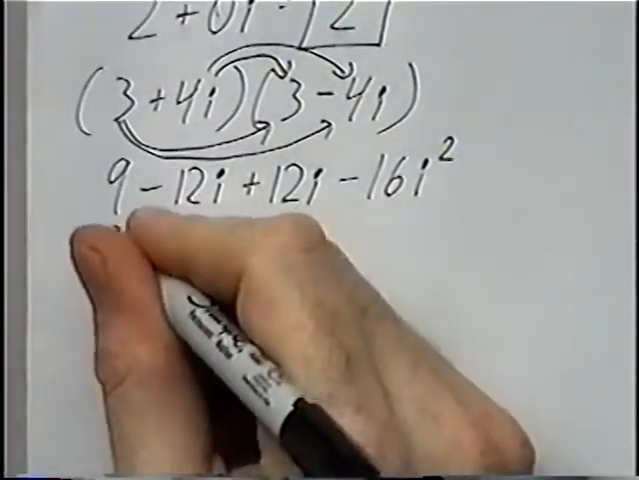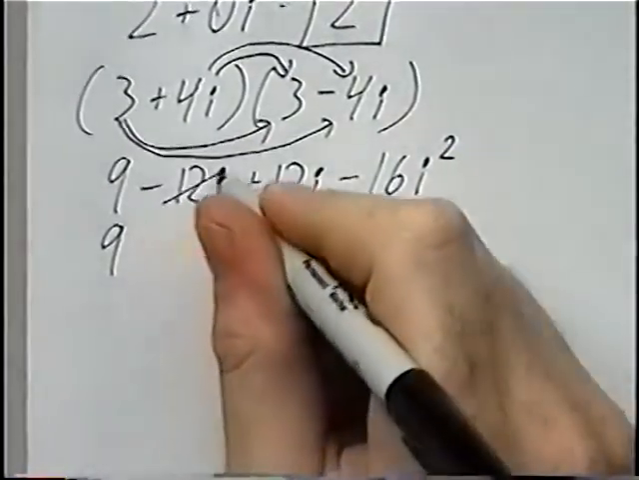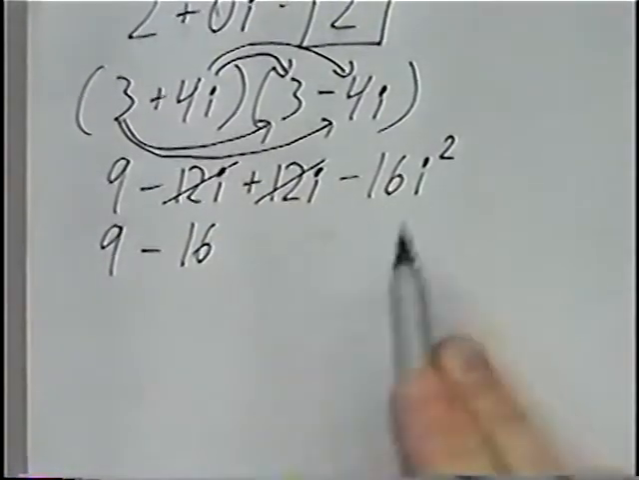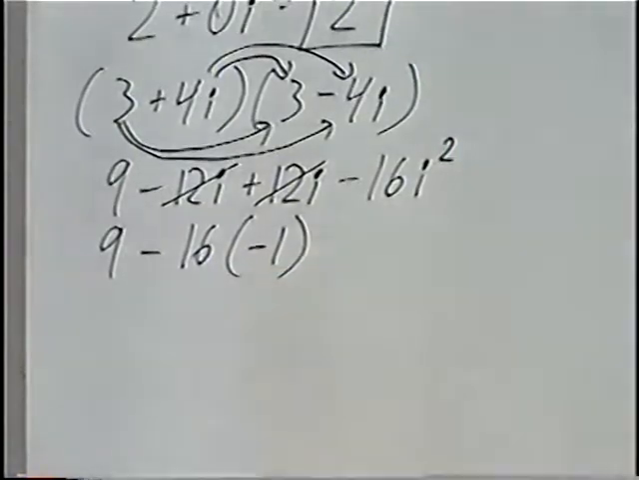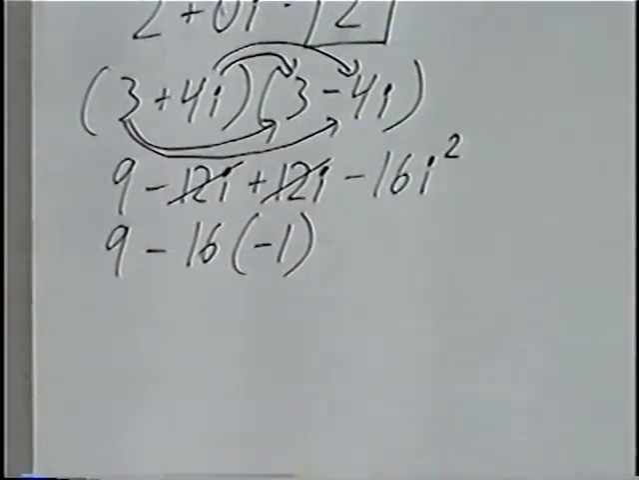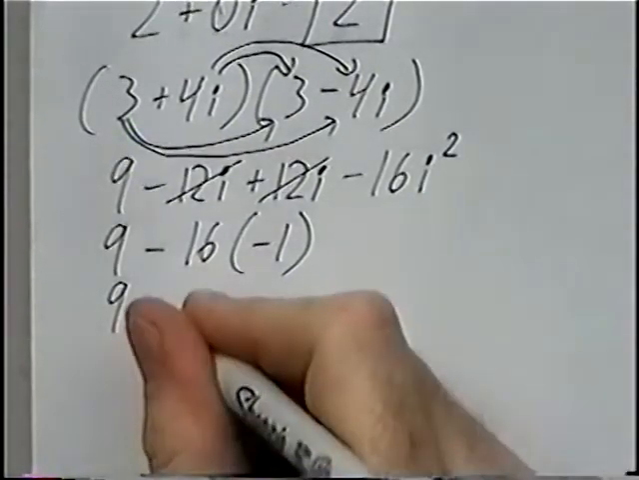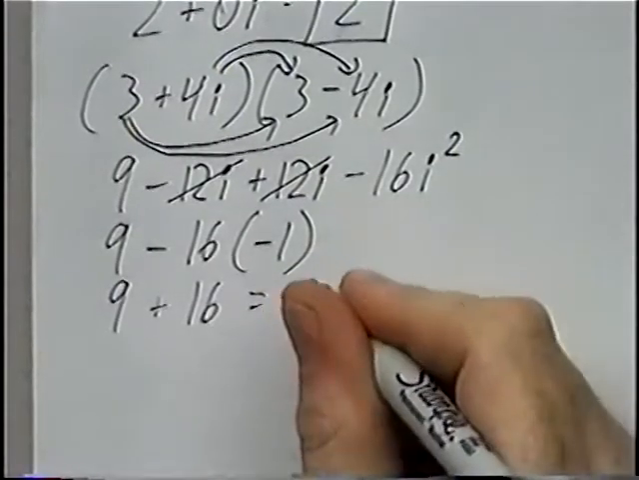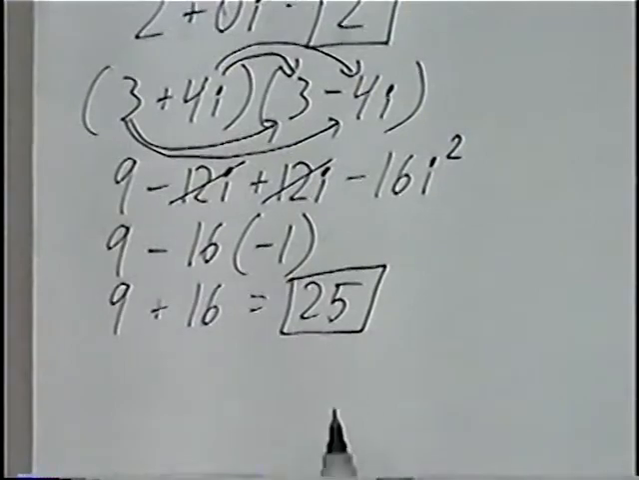Simplifying, the 9 would stay the same. Negative 12i plus 12i would equal 0 or cancel. And we'll have minus 16 times i squared. Looking back at the table, i squared is equal to negative 1. So negative 16 times negative 1 would be positive 16. And 9 plus 16 would be 25. So multiplying these two parentheses, the product is equal to 25.